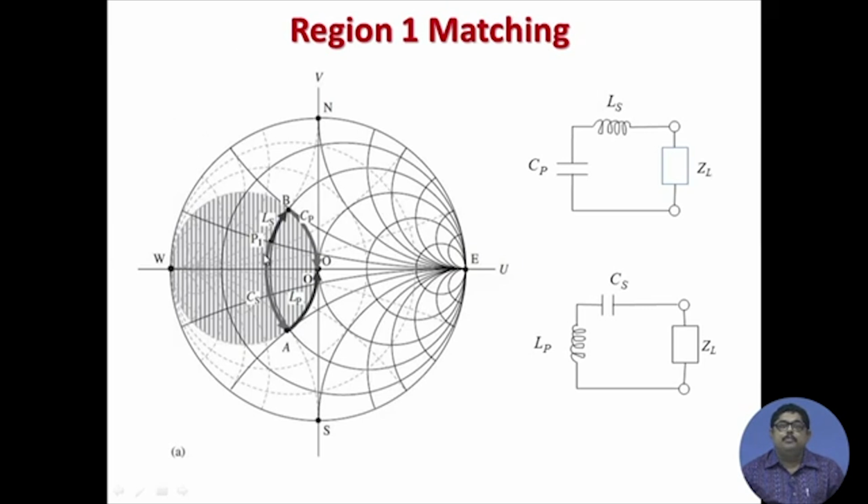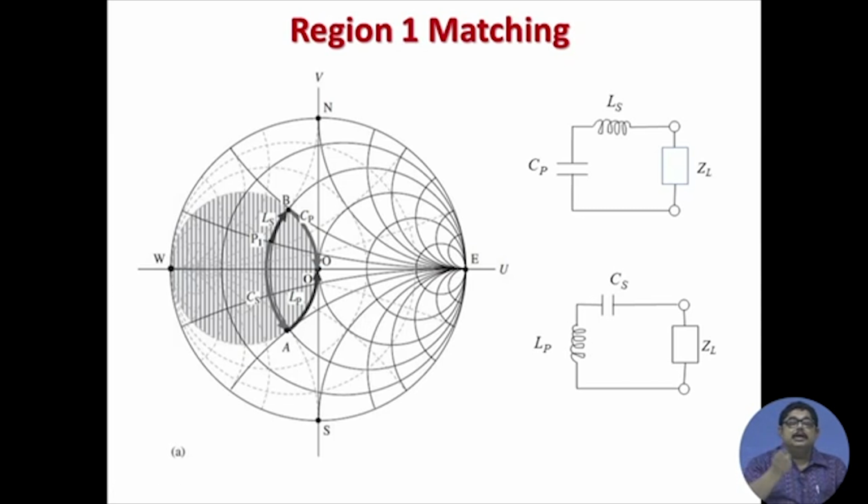I will be pulled from here to the top, I will touch that 1 plus jB circle, the constant one circle, and from there I will come to the center. Or, instead of that, I can also come from here up to this point, and then be pulled to the center. So, I have 2 such alternatives.